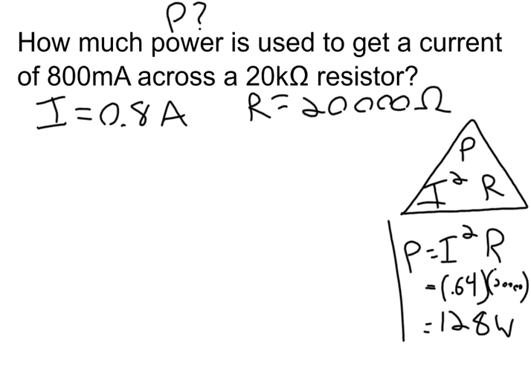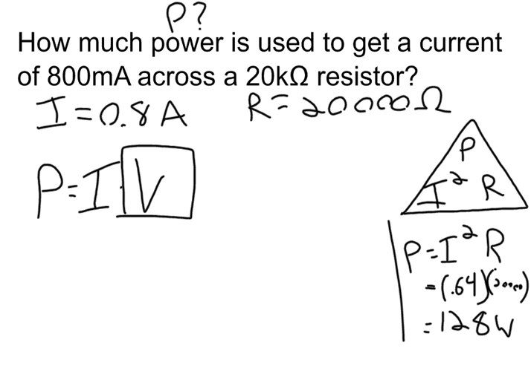But let's say we don't have that. We're stuck. We're doing the test and we don't have the formula we need. Well, let's look at a formula that's close. I say P is equal to I times V. The thing that's stopping me from being able to use this is I don't have V. I don't know what the voltage is. But here's the thing, I can work it out.